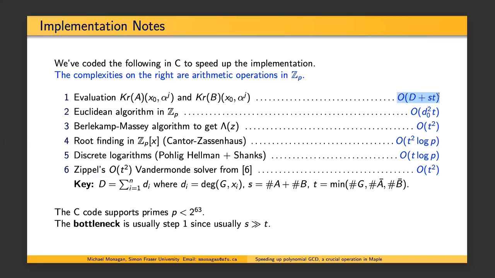This first term, the evaluations, is usually the most expensive part of the whole algorithm. And that's because of this factor here. What's S? S is the number of terms in A and B. It's the size of the input, the number of terms in the input polynomials. We have to evaluate those polynomials at each point. There are order t points, and each one costs order S. So that's usually the most expensive part of the algorithm. So if we want to speed this up, I need to look at how to do the evaluations faster.